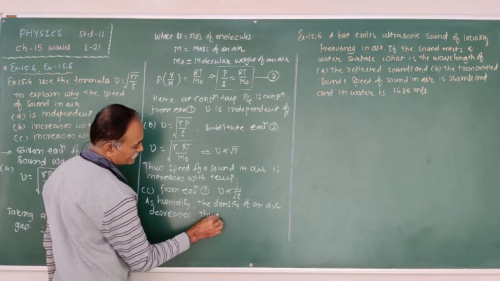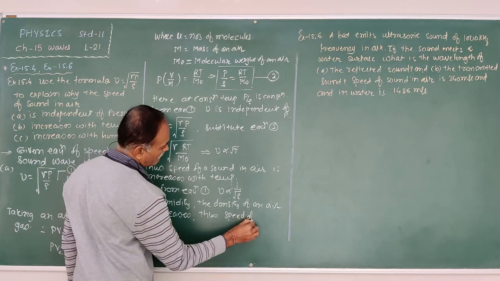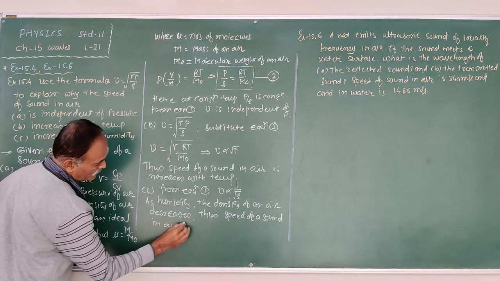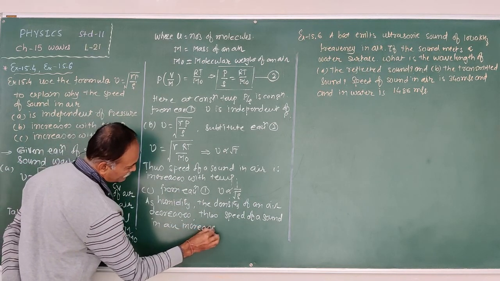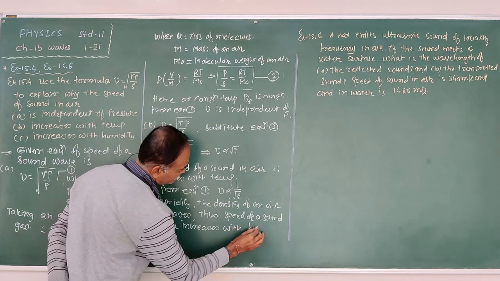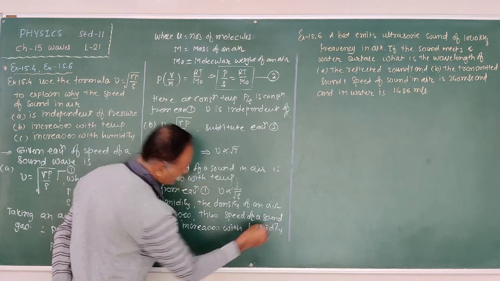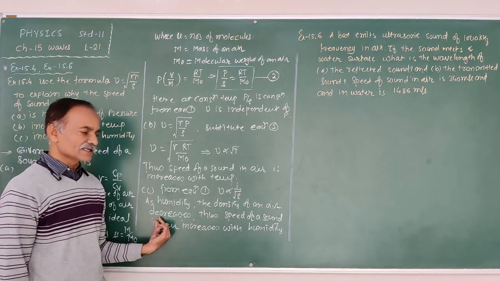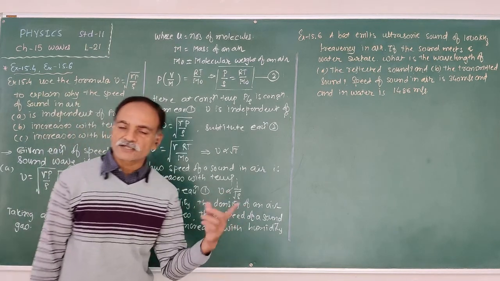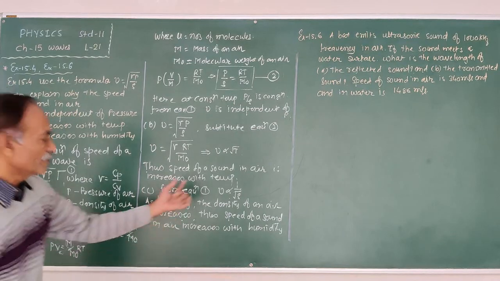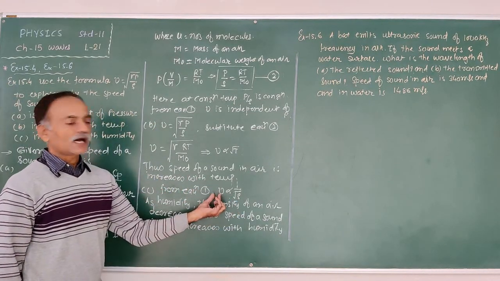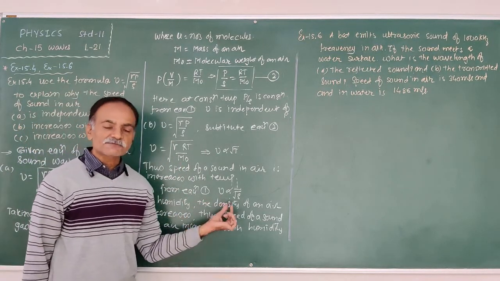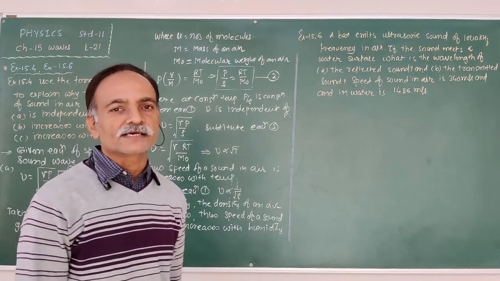Thus, the speed of sound in air increases with humidity. Because as the humidity of the air medium increases, the density of the air medium decreases. Now here we know that V is proportional to 1 upon under root of rho. Therefore, rho decreases, V increases. How does rho decrease? As the humidity increases. Therefore, as the humidity increases, the speed of the sound in the air medium also increases.